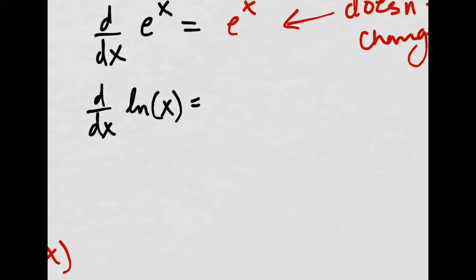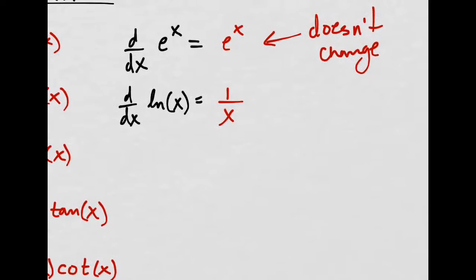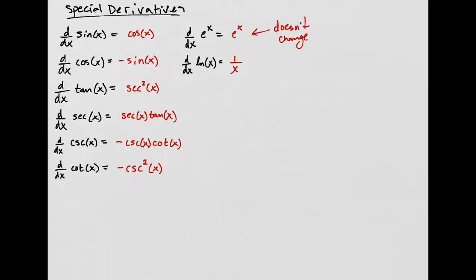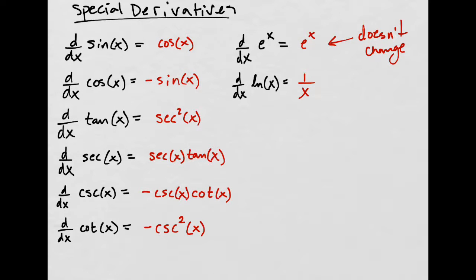And then the derivative of the natural log of x is 1 over x. Now, also something to memorize. What else? That's all for now. There'll be more later. Definitely try and memorize these. Maybe using a flashcard app would be very, very good. All right? There's probably one for the derivatives anyway.